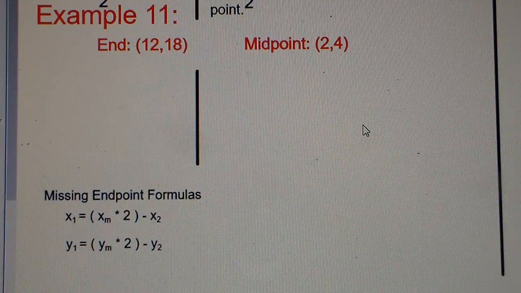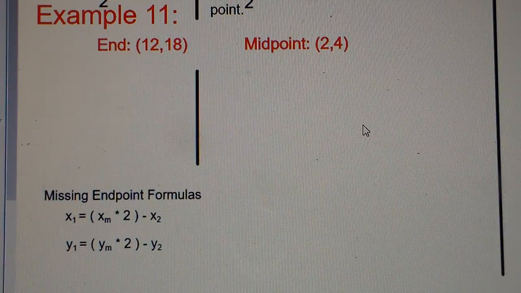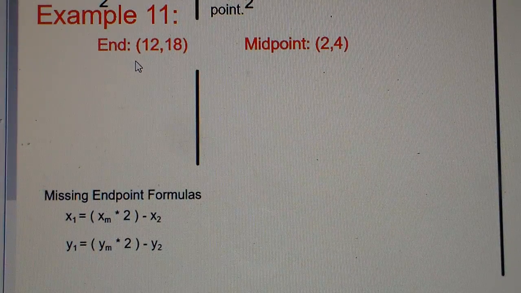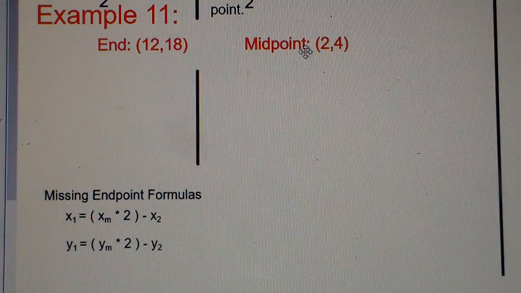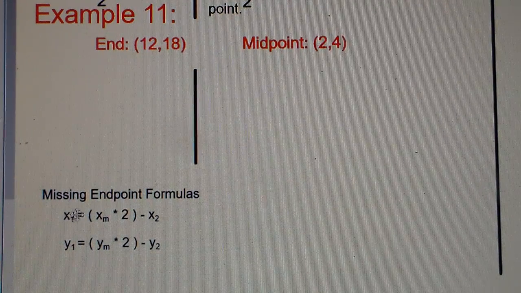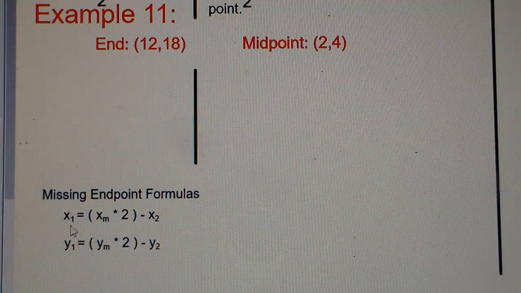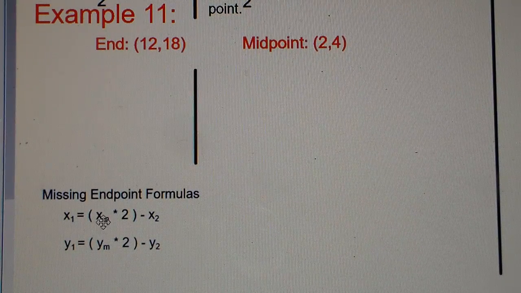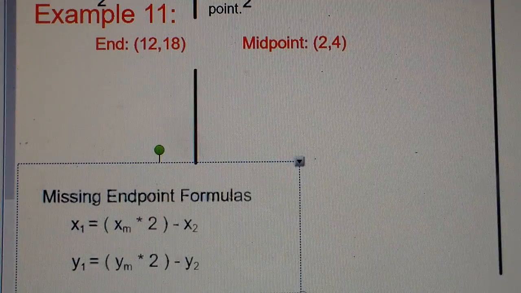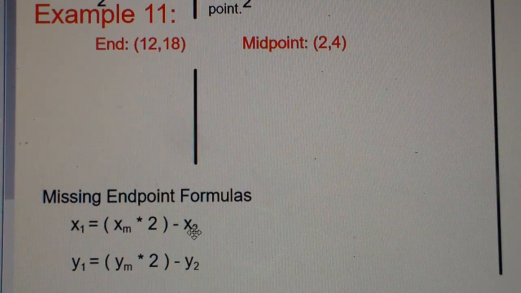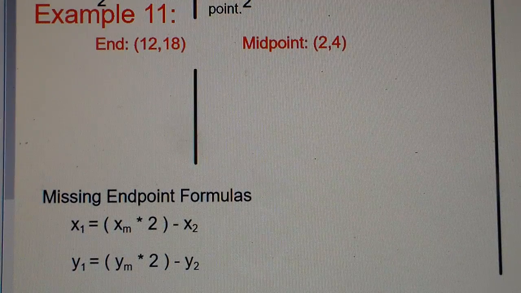Alright, this is 2-1 Notes Part 2, or 2-1 Notes Midpoint Part 2. We're going to find the other endpoint, given one endpoint of a line segment and the midpoint of the line segment. We're going to use our missing endpoint formulas that we have down here. To find the other x value, we take our x middle, multiply it by 2, and then subtract the other x value that's given to us.